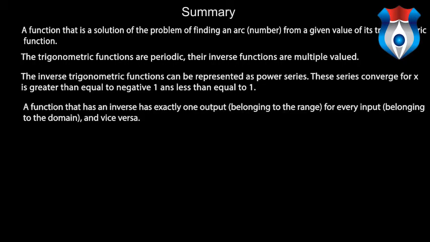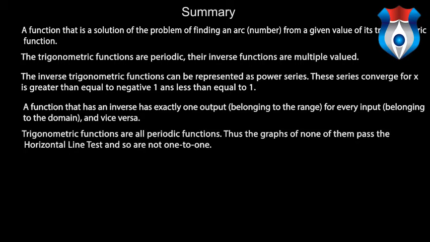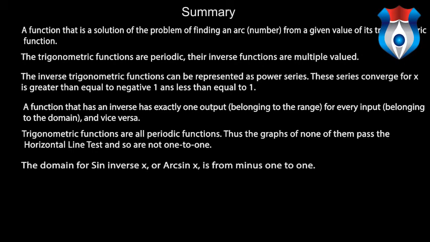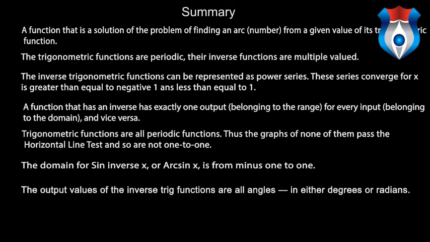A function that has an inverse has exactly one output belonging to the range for every input belonging to the domain and vice versa. Trigonometric functions are all periodic functions. Thus, the graphs of none of them pass the horizontal line test and so are not 1 to 1. The domain for sine inverse x or arc sine x is from -1 to 1. The output values of the inverse trig functions are all angles in either degrees or radians.